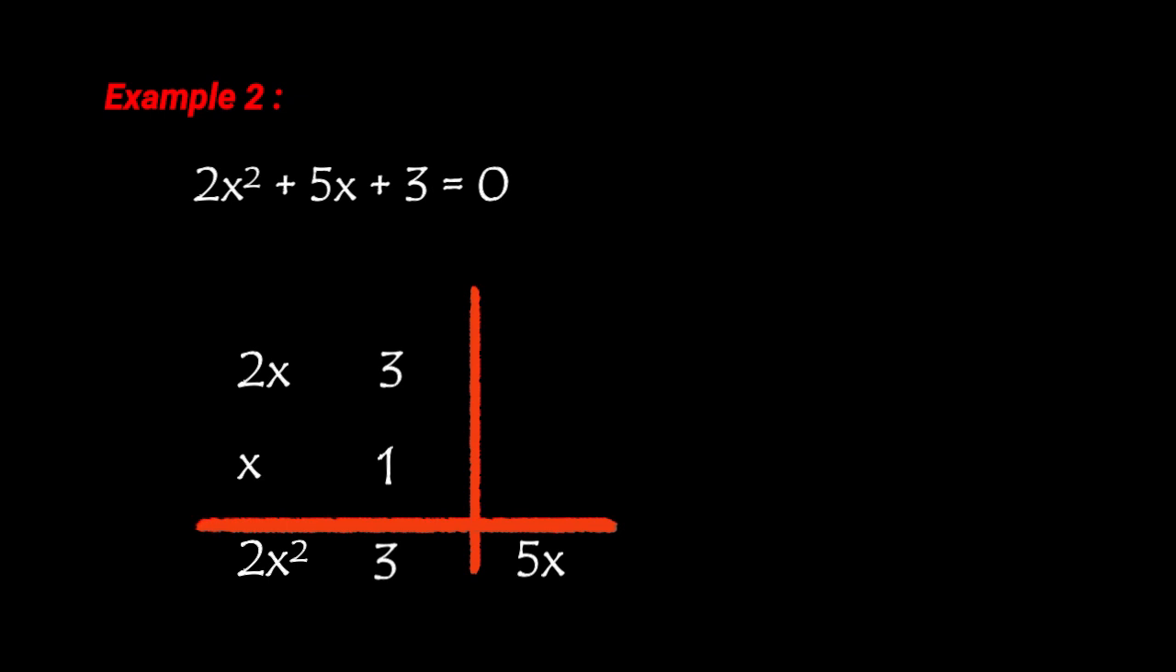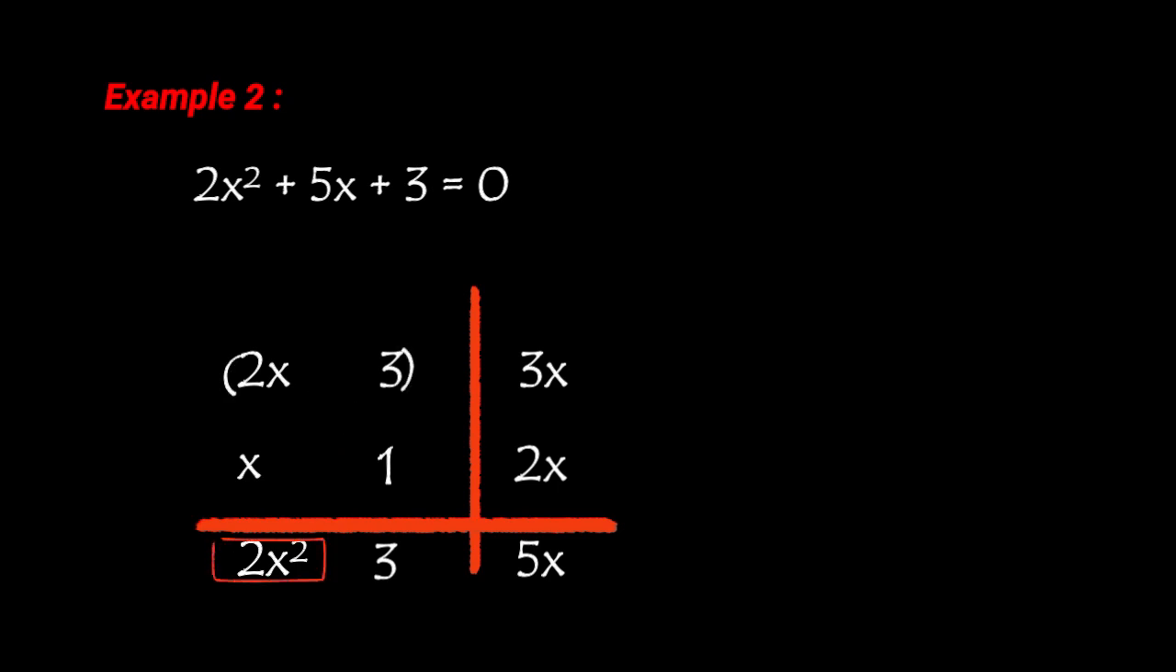And after filling the left-hand side of the table, we have to cross multiply the two terms. For the top, we have x times positive 3, which gives us 3x. For the second one, we have 2x times 1, which gives us 2x. Now we can verify our terms with the terms at the bottom. So we start from the right-hand side. 3x plus 2x, which gives us 5x. In the second column, positive 3 times positive 1, which gives us positive 3. And in the first column, 2x times x, which gives us 2x squared.